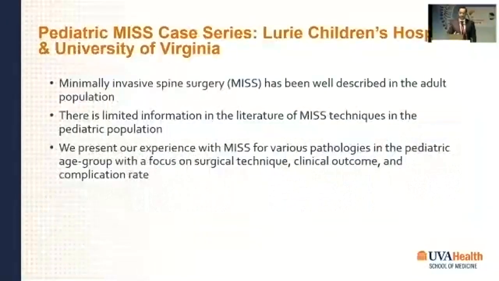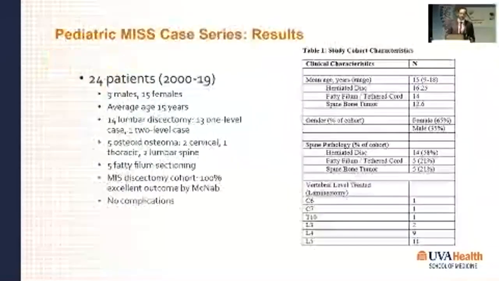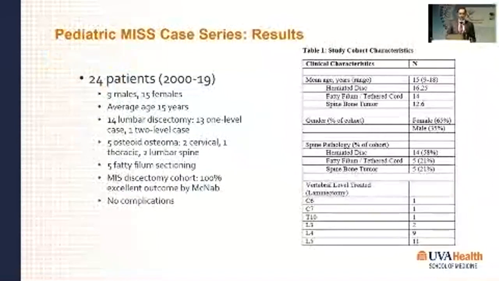So we wanted to take a look at our case series as well. Essentially, we looked at clinical data for all patients under 21 who underwent these types of surgeries between 2010 and 2019. Again, in cases where tubular retractors were used, and then we looked at the demographics, symptoms, and clinical outcomes. So you can see here there are a total of 24 patients, 9 males, 15 females. The average age in our cohort was 15 years.